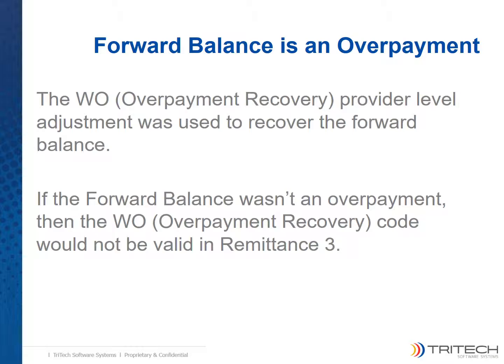I mentioned early on that the forward balance should be considered as an overpayment. Well, the WO overpayment recovery provider level adjustment was used to recover the forward balance. And we have to remember that WO means overpayment recovery. If the forward balance wasn't an overpayment, then the WO code wouldn't have been valid in remittance 3. It would have used the FB code with a negative amount.